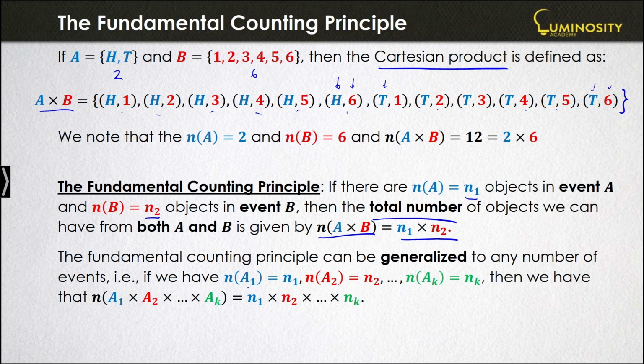So if you have A1, A2, all the way up to Ak events, and they each have n1, n2, up to nk elements in each event, then we say that the total number of objects from all possible events occurring is n1 times n2 times n3 all the way up to nk. All right, so you're just multiplying the number of elements in each set together to get the total number of objects that we can have from all possible combinations of all these events happening at once.